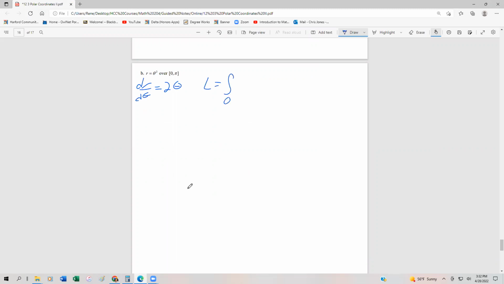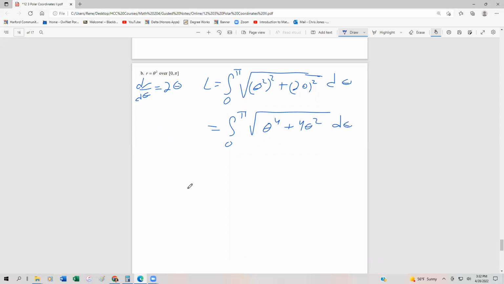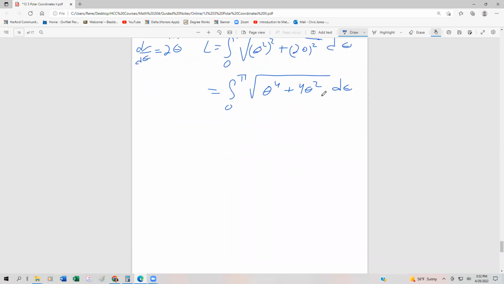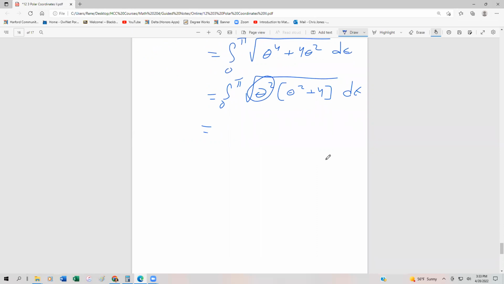So the length is going to be the integral from 0 to pi of the square root of theta squared plus (2 theta) squared d theta, or the integral from 0 to pi of the square root of theta to the 4th plus 4 theta squared d theta. A trick that we've seen throughout the semester is we can factor out a theta squared and then simplify. So this is going to be the integral from 0 to pi of the square root of theta squared times (theta squared plus 4) d theta. And then the square root of theta squared, since it's a factor, we can just move on the outside. So we get the integral from 0 to pi of theta times the square root of theta squared plus 4 d theta.